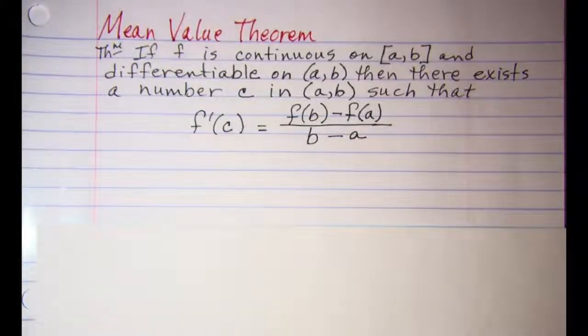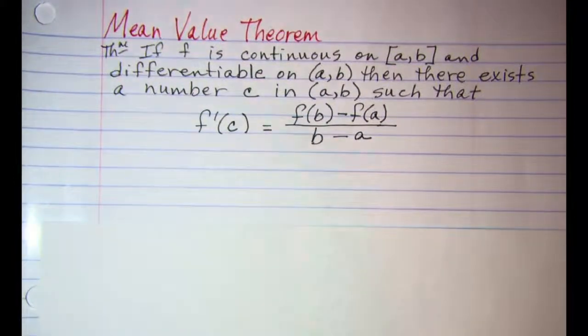In this video, we will be working a couple of problems that deal with the mean value theorem. The mean value theorem states that if f is continuous on the closed interval from a to b and differentiable on the open interval from a to b, then there exists a number c in the open interval from a to b such that the derivative of the function evaluated at c is equal to f of b minus f of a, all divided by b minus a.